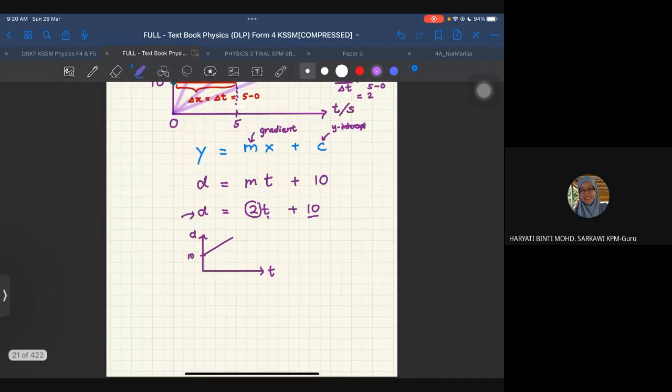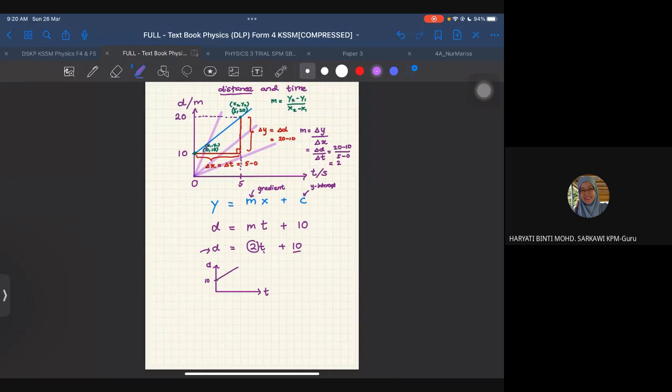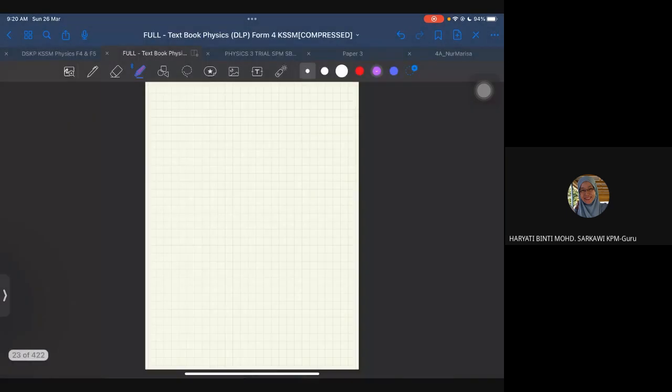Okay, we look at another example. We plot another graph. Let's say we have acceleration against force. Let's say your graph is directly proportional. I use any symbol.